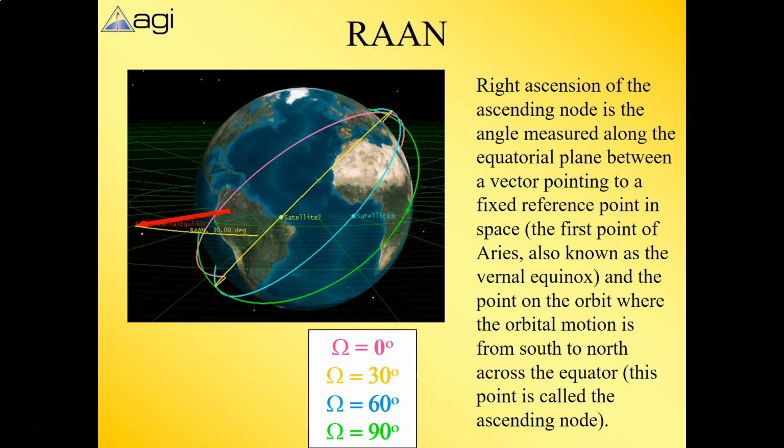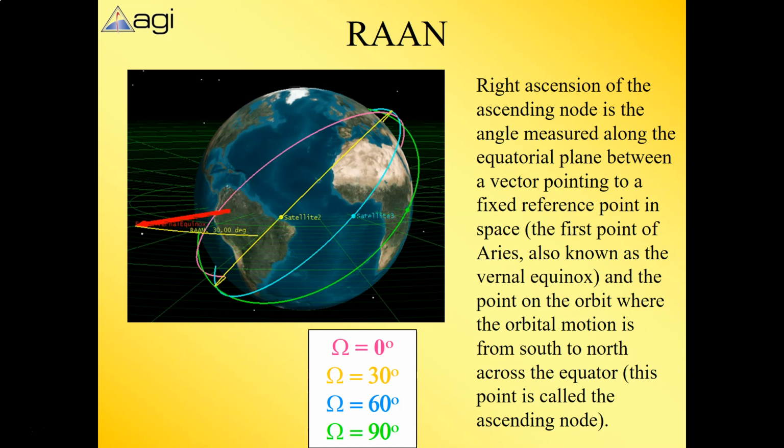is what we'll use. The angular measurement of the right ascension is 0 at the vernal equinox. If the ascending node of the orbit is aligned with the vernal equinox, the RAAN is 0.